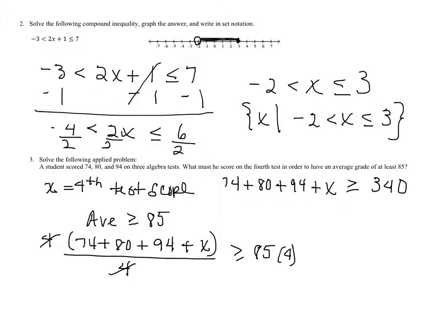Good? So once we get that, we're going to add up 74 and 80 and 94. Well, 74 and 80 is 154 plus 94 plus x. Sometimes I'm a little slow at adding, so I'm just going to add slowly so I don't make any mistakes. 154 plus 94 is 248. And then I'm going to subtract 248 from both sides.